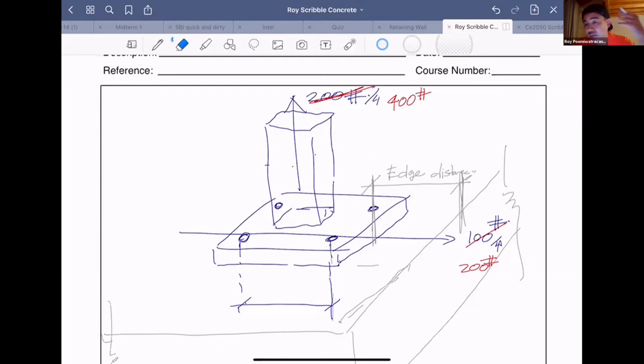And so the project is asking you to go ahead and use the design software. At the same time, I want you to calculate one anchor shear, one anchor tension, and also put that into the column and see if you can match it to the software.